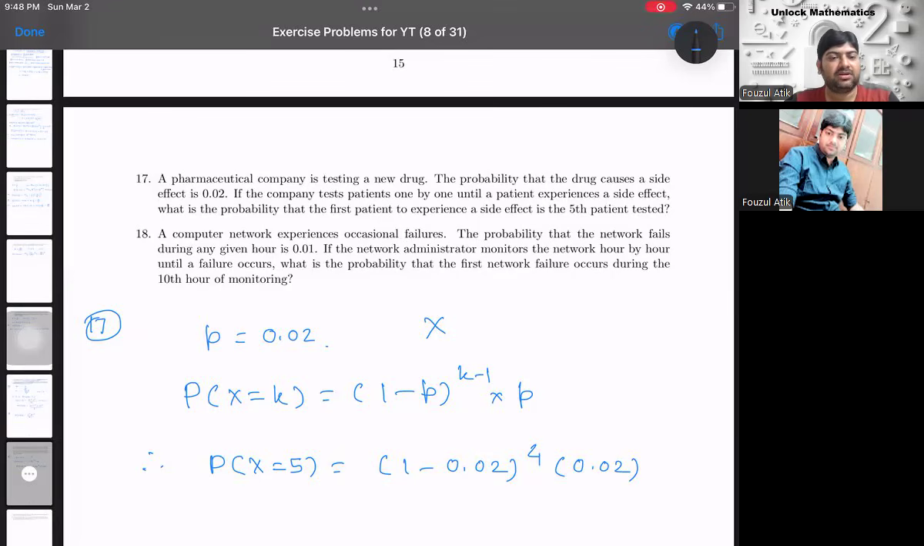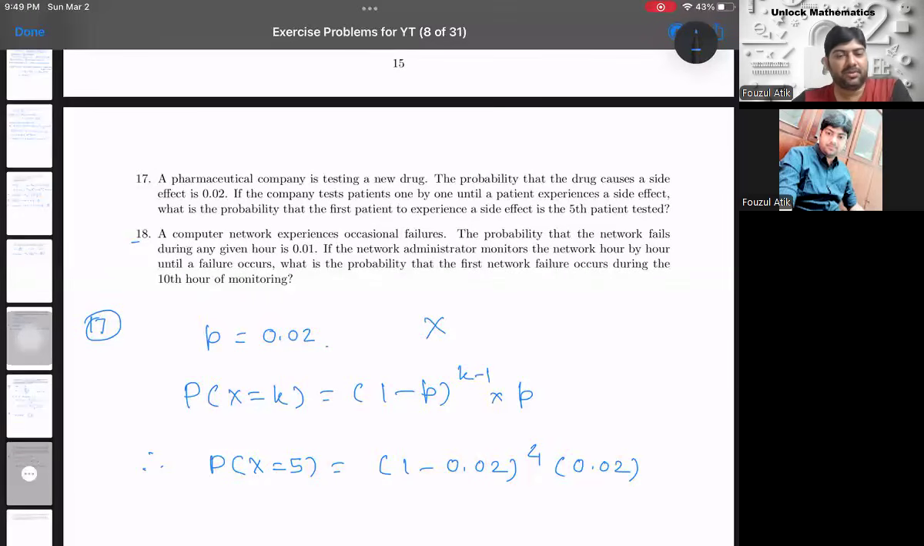I hope you understand. Now look at the question number 18. A computer network experiences occasional failures. The probability that the network fails during any given hour is 0.01. If the network administrator monitors the network hour by hour until a failure occurs, what is the probability that the first network failure occurs during the 10th hour of monitoring?